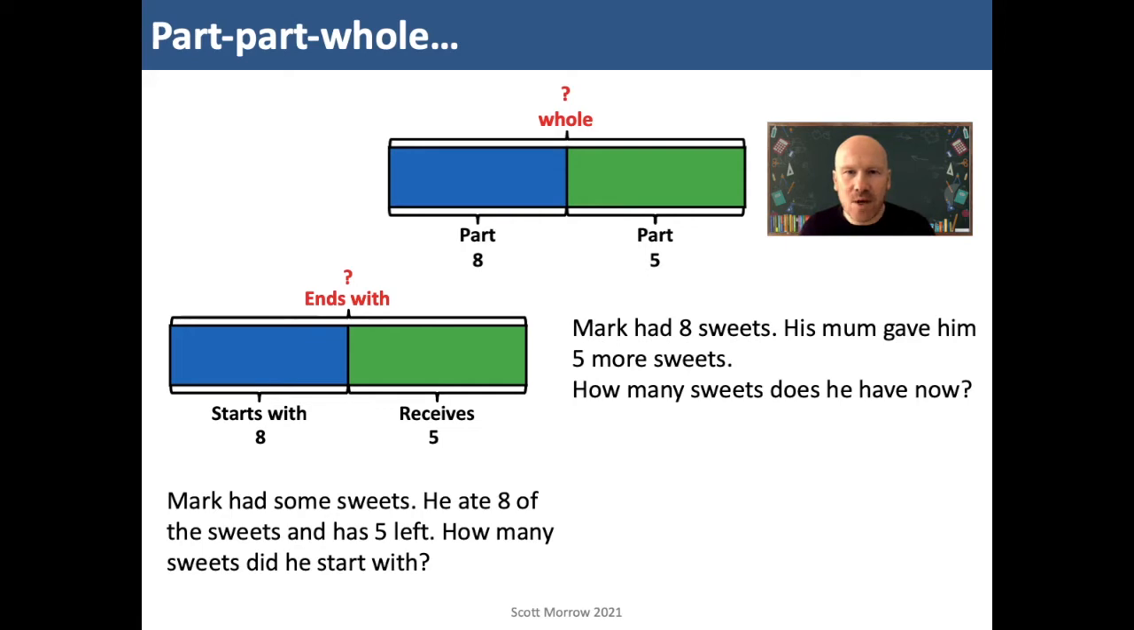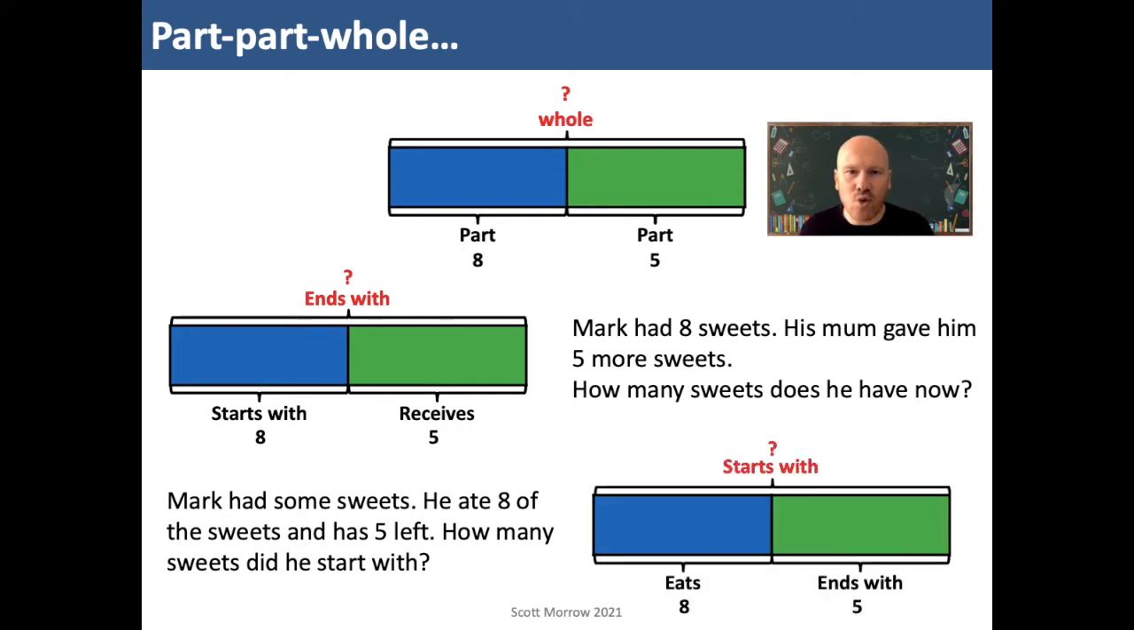When we represent the relationship between the values visually using a bar model, we can see that in this occasion, the amount of sweets that he started with is the whole amount, so it's the whole amount that is unknown. Exactly the same relationship as the previous question.